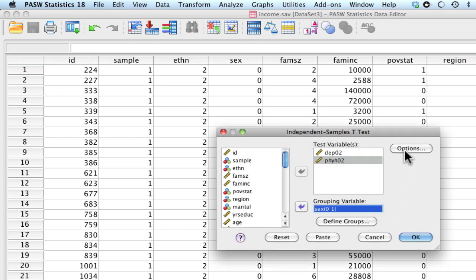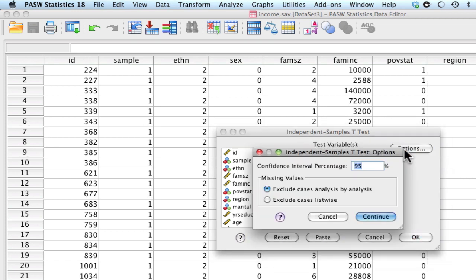There are not too many options here. You can stick with the default. The only time you might want to change it is if you want to change your confidence interval to perhaps 99%. As you will see with many of the other tests, this will often be part of your options: whether to exclude cases analysis by analysis or listwise. This is how your program will deal with any missing data.